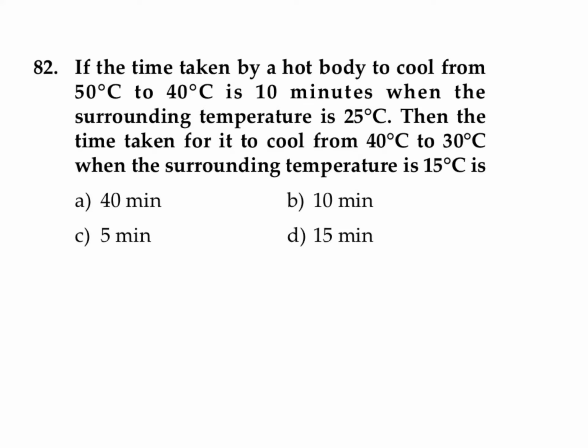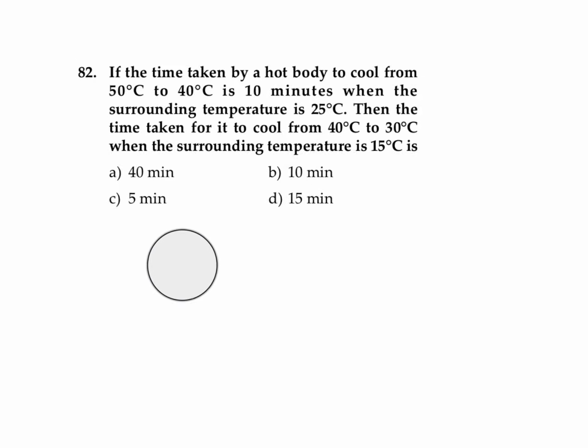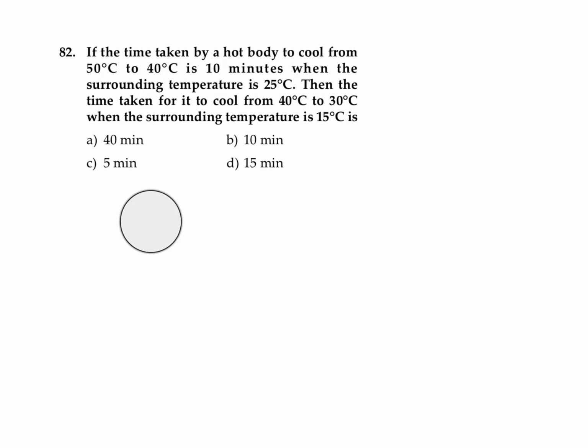If the time taken by a hot body to cool from 50 to 40 degrees Celsius is 10 minutes, when the surrounding temperature is 25 degrees Celsius. So in the first situation, it is given that the temperature of the object is changing from 50 degrees Celsius to 40 degrees Celsius, in a time of 10 minutes.